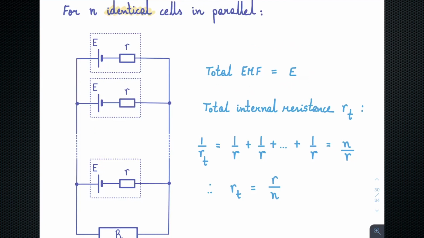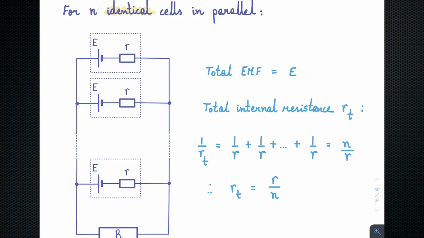And the internal resistance is found by applying the result for parallel resistors. So we have 1 on RT, if RT denotes the total internal resistance, then 1 on RT is 1 on r, plus 1 on r plus, and we keep on adding these till the end one, so we end up with n on r. So the total internal resistance RT is simply r on n.